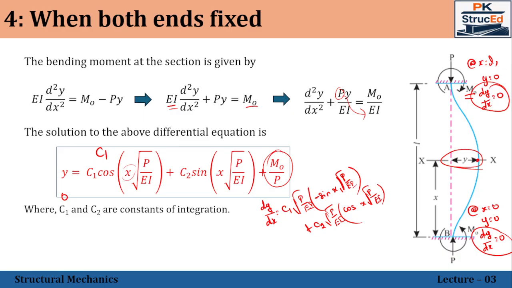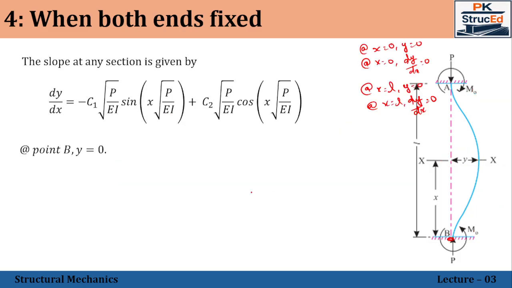Whereas coming on to this case, sine of 0 will become 0. Therefore, this entire component will become 0. And the remaining thing is M naught by P. That is, we will be getting 0, which will be equal to C1 plus M naught by P. So solving this one, you will be getting C1 equal to minus M naught by P. That's what has been shown here. C1 is equal to minus M naught by P.